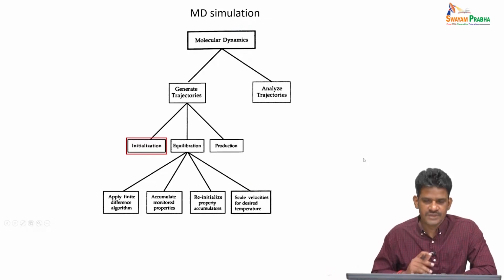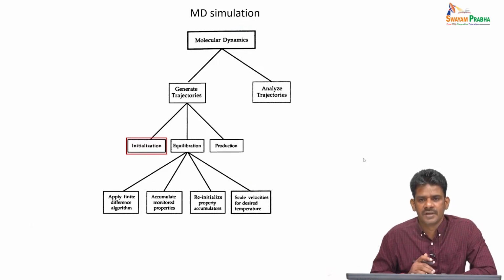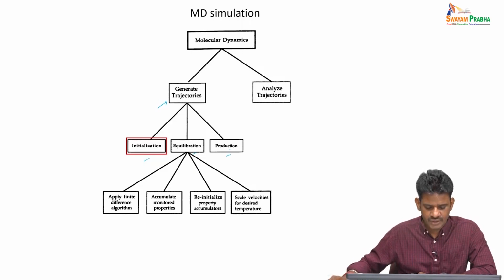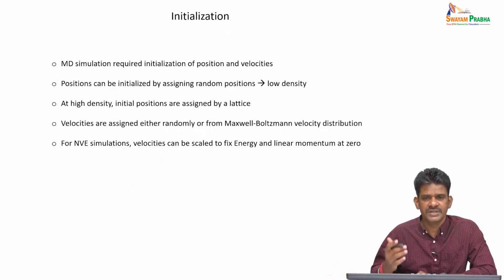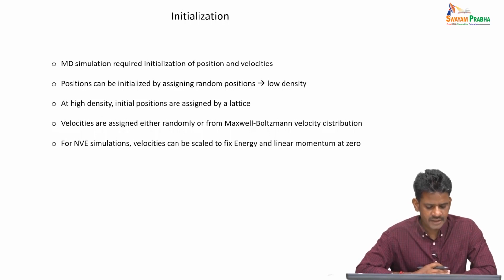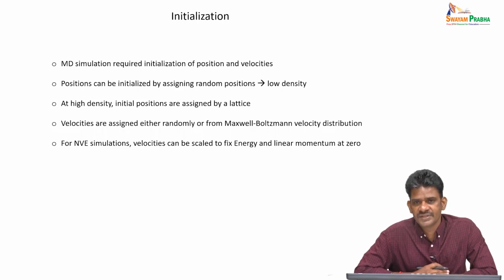Okay. Once we have discussed all these ideas, we wanted to generate trajectories, and that involves three phases: initialization, equilibration, and production. With regard to initialization, we have to assign particle positions and velocities for all the particles. Positions can be assigned either using random positions or lattice positions. Similarly, velocities can be randomly assigned, or sampled from a Maxwellian distribution.